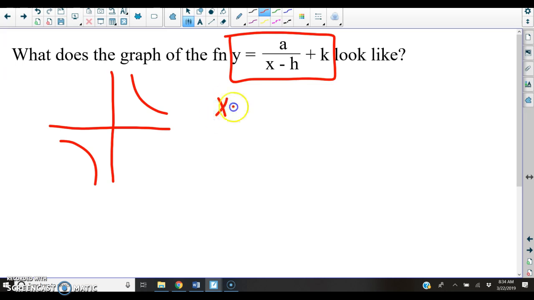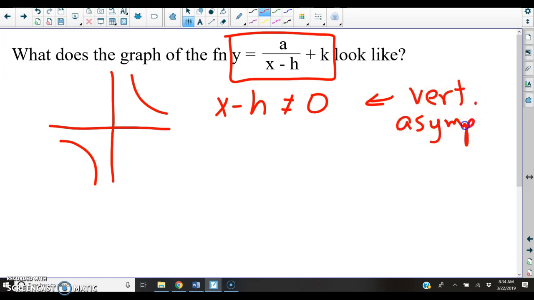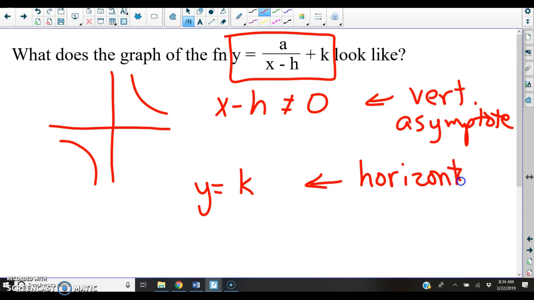The x minus h cannot equal 0. That gives us the vertical asymptote. Okay, that gives us the vertical asymptote. The y equals k gives us the horizontal asymptote. Okay, so after a while you get used to doing that.